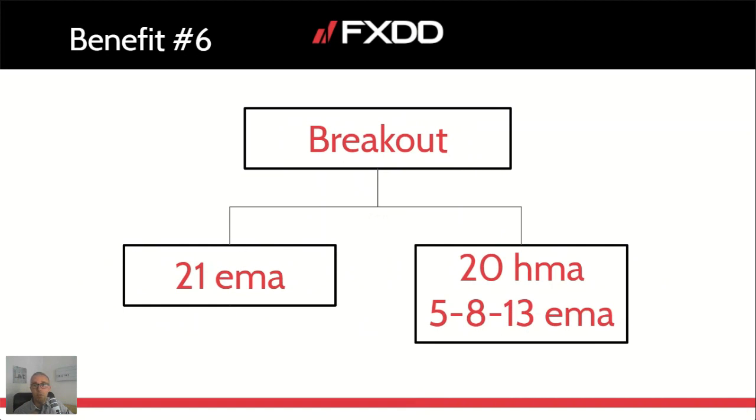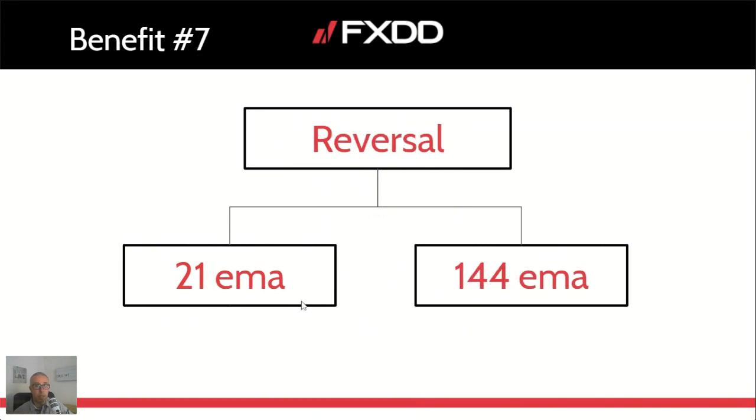And the breakouts could also be measured with different levels, 5, 8, 13, or the HMA, for instance, could be used for a breakout, price breaking above it or below it, for a momentum continuation. All right, so if price breaks below the 20 EMA zone, that could be a bearish breakout. If it breaks above the 20 EMA zone, that could be a bullish breakout.